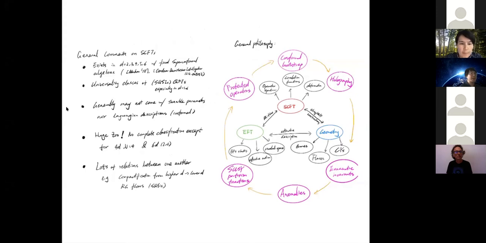Here are some general comments about superconformal field theories. First of all, just by studying the superconformal algebras, you can see that interacting superconformal field theories can exist in D equal to 2, 3, 4, 5, up to 6 dimensions. This is an old result due to Nahm in the 70s, and more recently reviewed and refined in a nice paper from Cordova, Dumitrescu, and Intriligator in 2016.